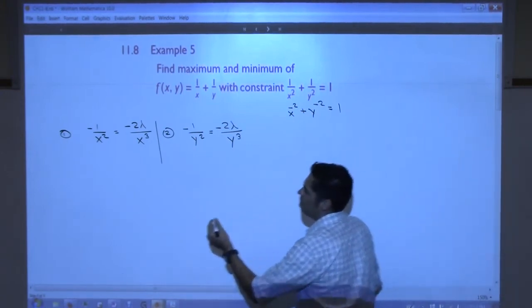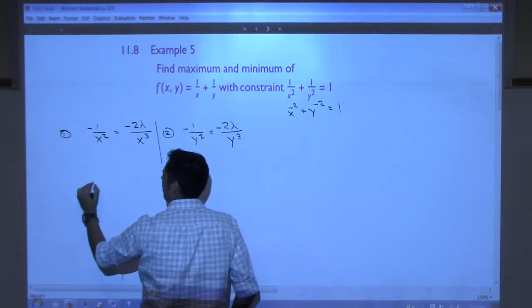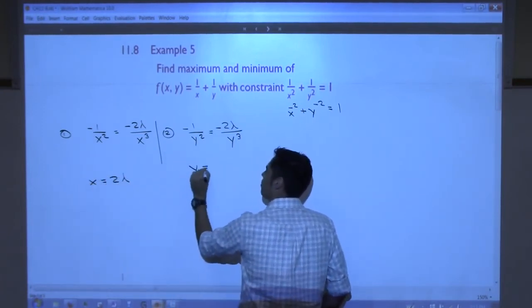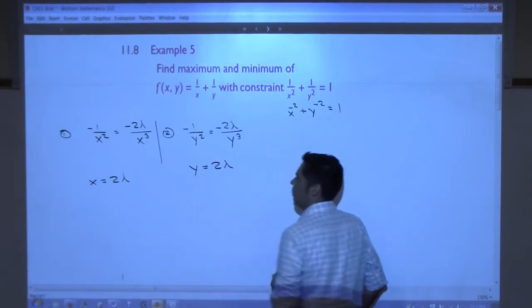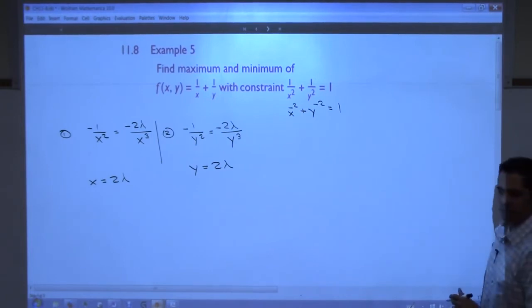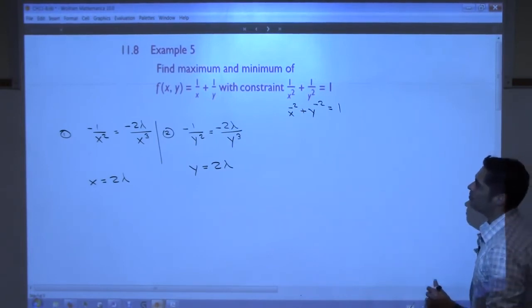So I'm just going to say here, from here, multiply both sides by x cubed. I get x equals 2 lambda. Over here, y equals 2 lambda. Hey, that's nice. That means x is y, right? X must be y.